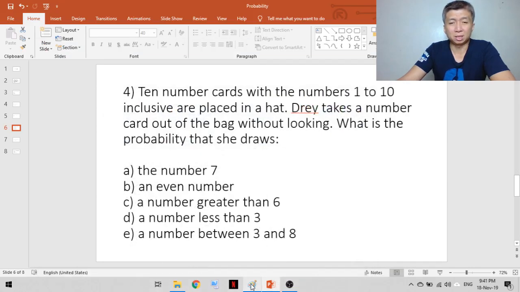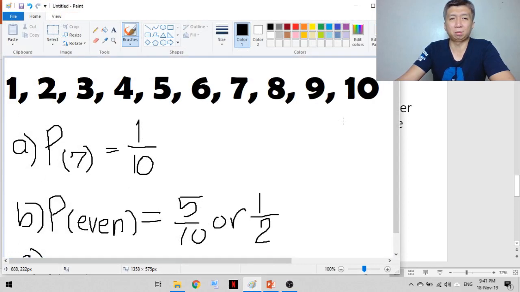A number greater than 6. So, isasama ba natin yung number 6 dun sa bilang? Hindi. Kasi sabi, greater than 6. So, ibig sabihin, start tayo ng number 7. 1, 2, 3, and 4.